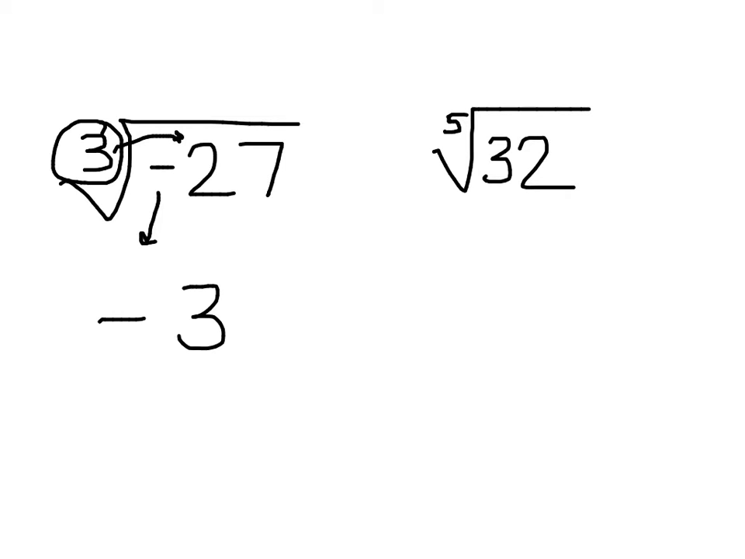So 1 times 1 times 1 times 1 times 1 is still 1, right? What's 2 times 2? 4 times 2? 8 times 2? 16 times 2 is 32. So how many 2's did I multiply together then? 5.